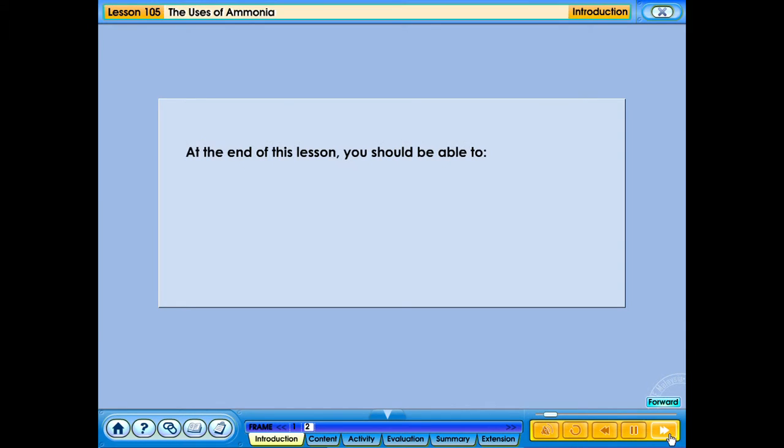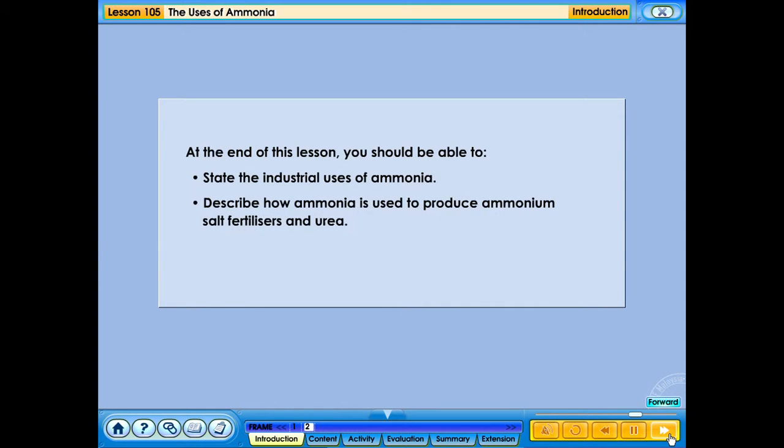At the end of this lesson, you should be able to state the industrial uses of ammonia, describe how ammonia is used to produce ammonium salt fertilizers and urea.